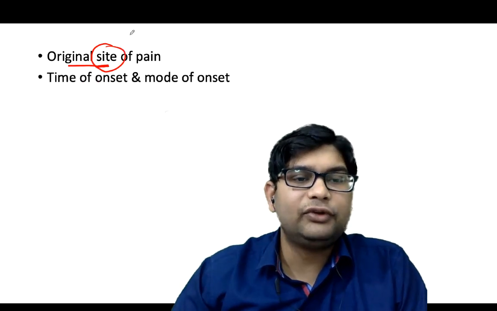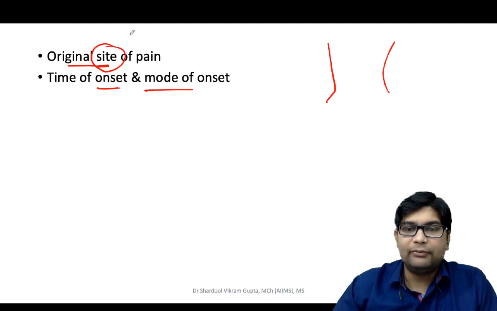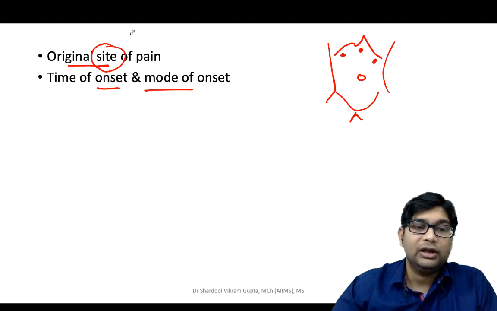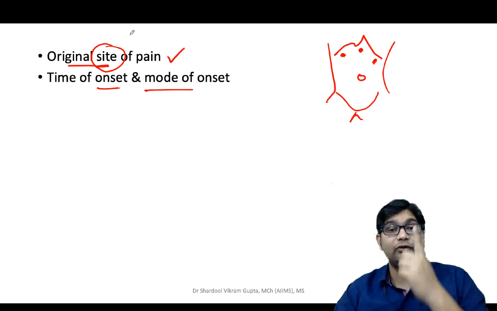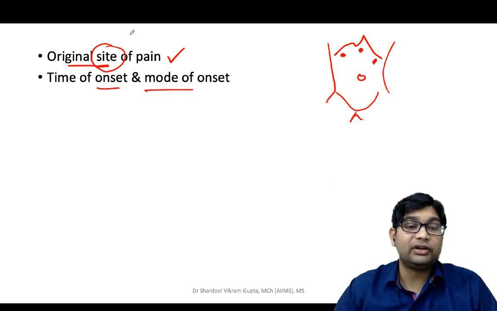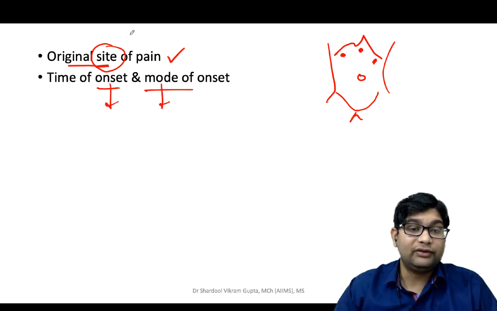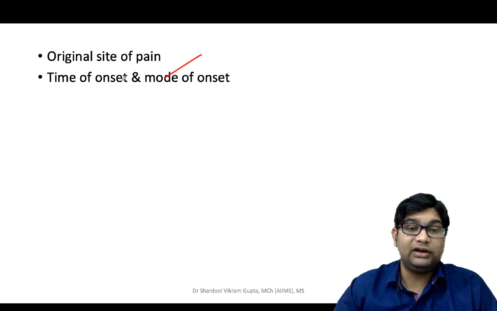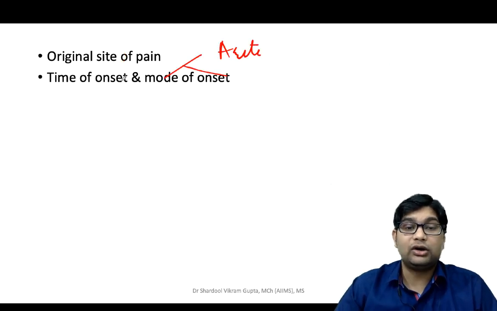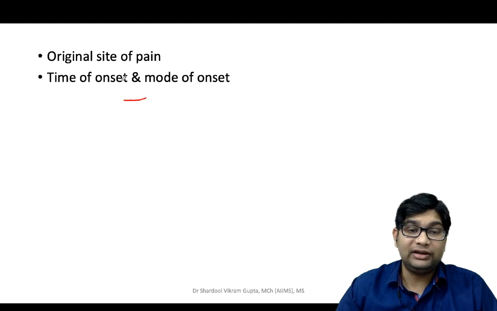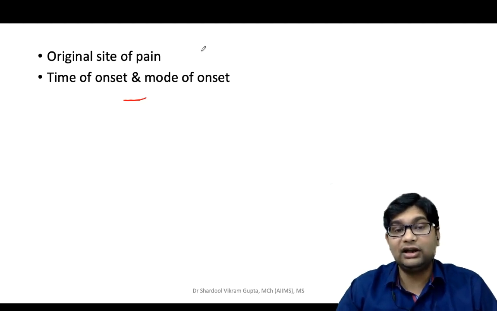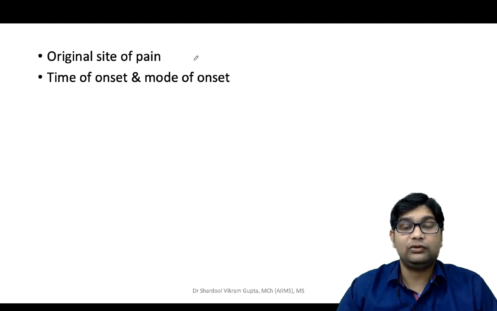And then the time and mode of onset. Like in the abdomen, you should ask the patient to point out the site, whether it was in the epigastrium, right hypochondrium, or left hypochondrium. The original site of the pain should be pointed out by the patient with one finger. Then you should note the time of onset and mode of onset: what time the pain appeared and whether it was acute or chronic onset. In acute abdomen, the onset will always be acute. That is the definition of acute abdomen. Sudden acute pain is acute abdomen.